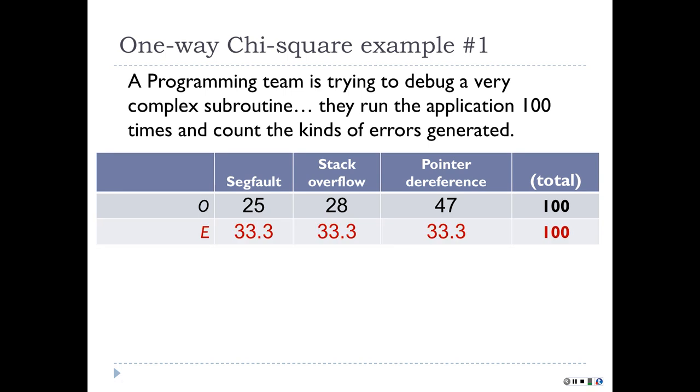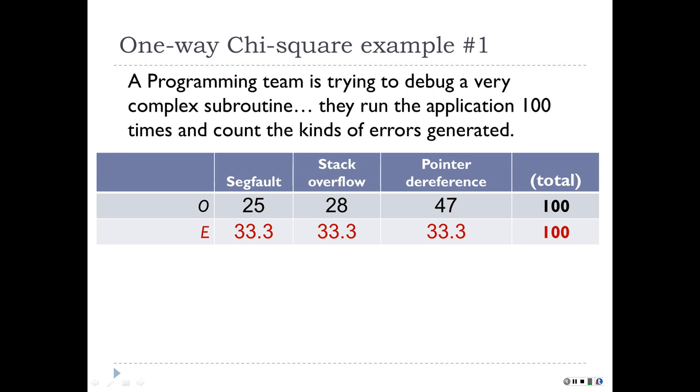The first thing you do with chi-square is you figure out what the null hypothesis says the frequencies should have been. These are the expected frequencies. The null hypothesis in this case is even Steven. They want to see if this deviates from all of the errors being equally likely, right? So that's an even Steven null hypothesis.